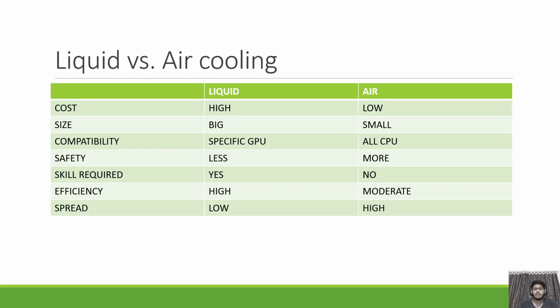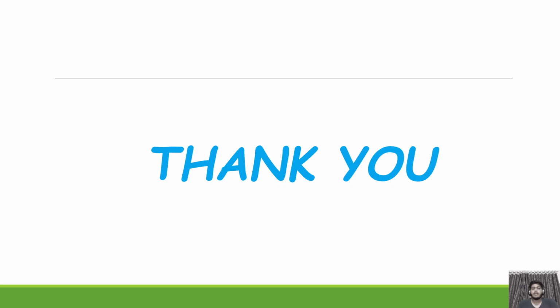Efficiency is high for liquid and moderate for air; speed is low for liquid and high for air. In real life, in which scenario do we need water cooling and in which do we need air? If we are doing some basic programming on a laptop or PC, then an air cooling system is basically good for us. But for very big servers like Facebook, Google or Amazon servers, or if you have a big budget and are a pro level gamer, in that scenario you can use a water cooling system or coolant system.